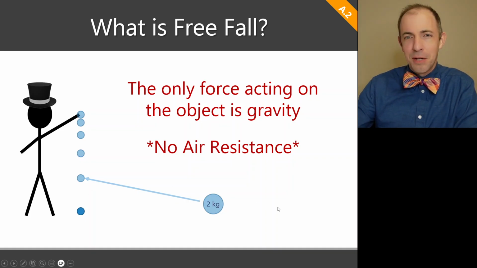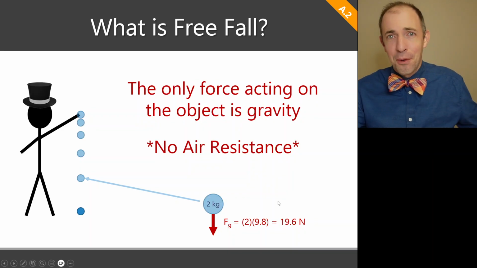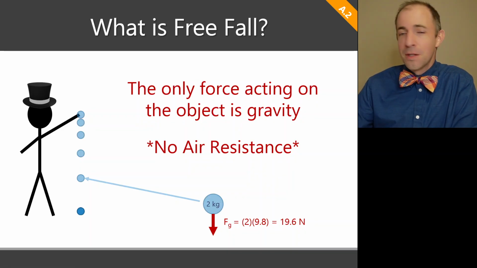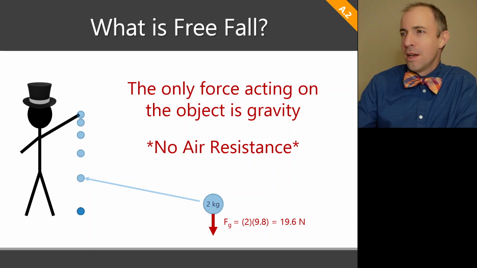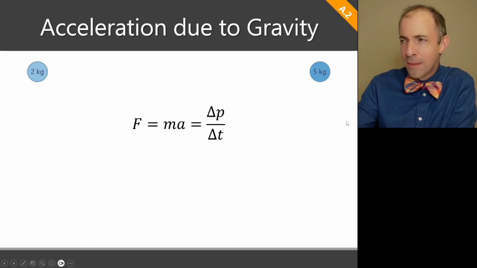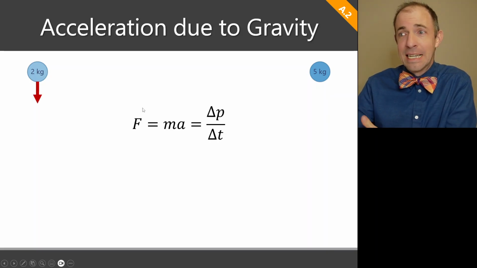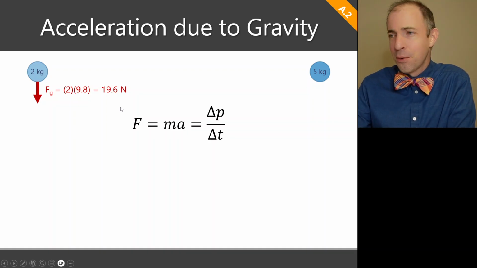So if this is a 2 kilogram ball, it has a force of gravity that we can calculate as 19.6 newtons. Free fall is an assumption where the only force is gravity. So let's look at what that does to our actual motion. If I have two objects, a 2 kilogram object and a 5 kilogram object, I can figure out what their force of gravity is. That force is the only one. 2 times 9.8 is 19.6.